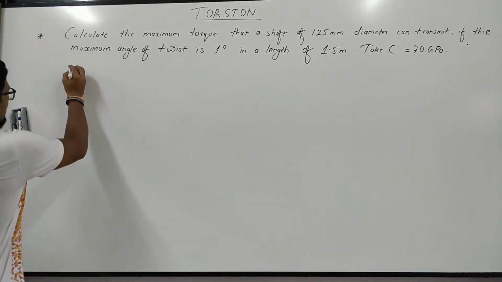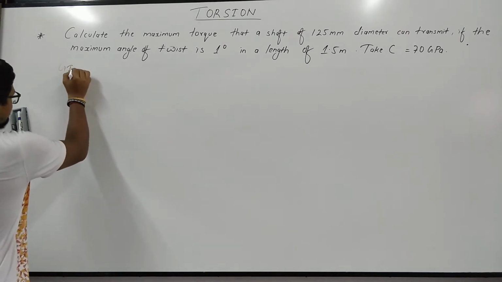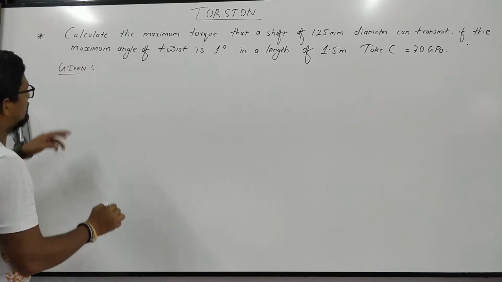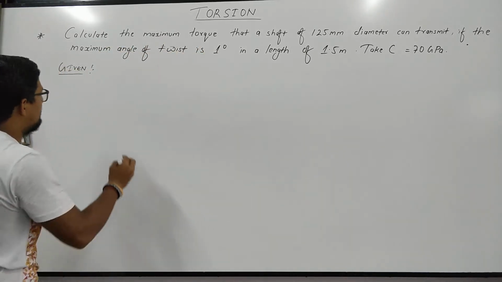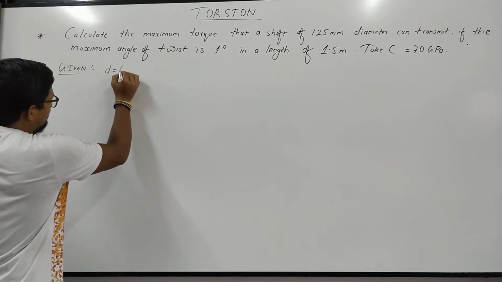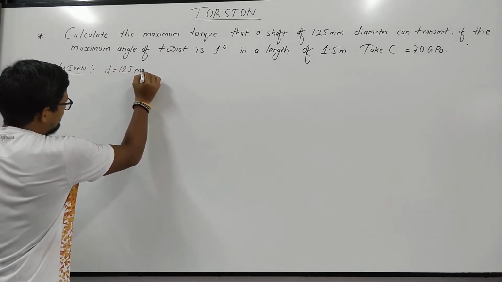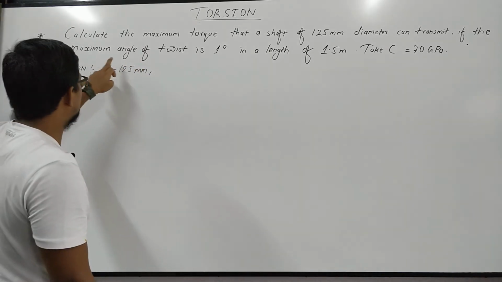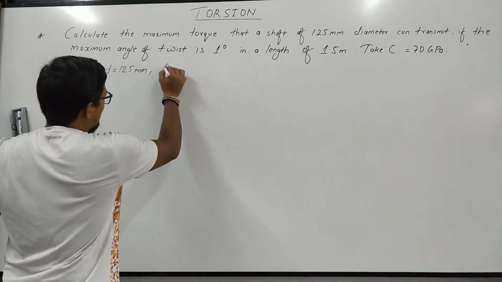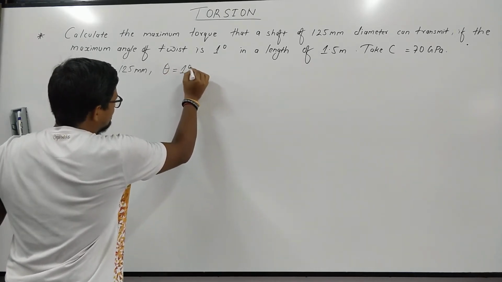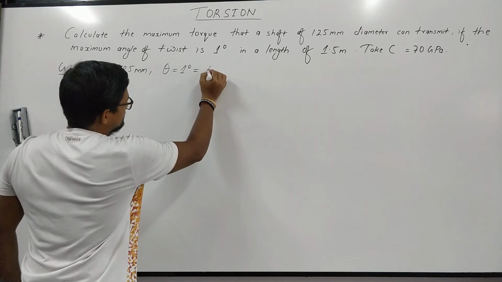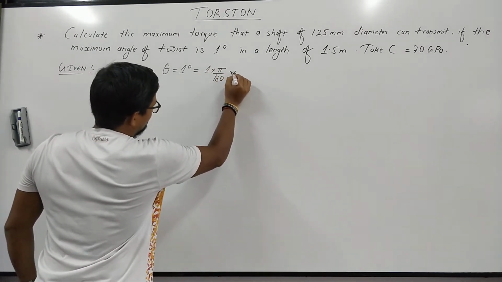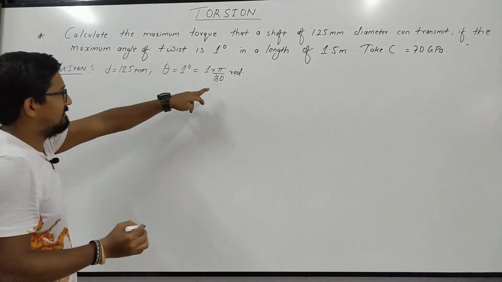First of all, we have to write all the given things. The shaft is of 125 mm diameter. So the diameter of the shaft is given as 125 mm. Since it is a solid shaft, I have used the denotation small d. The maximum angle of twist is 1 degree, so theta, the angle of twist, is given as 1 degree. This degree has to be converted into radians, so it will be 1 into pi by 180 radians.